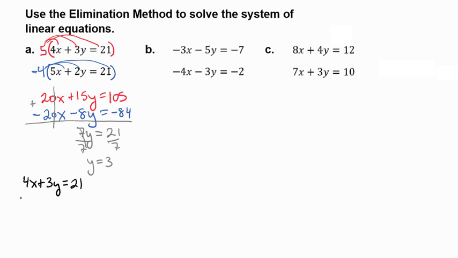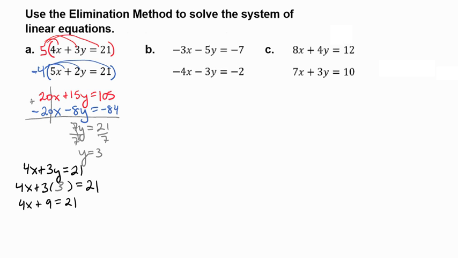But I'm going to be replacing that y with the 3 that we just got, which is going to give me a 4x plus 9 equals 21. From there, I'll subtract 9 from both sides, and that gives me 4x equals 12. Divide both sides by 4 to get x equals 3. And that's going to give me my ordered pair of 3, 3.